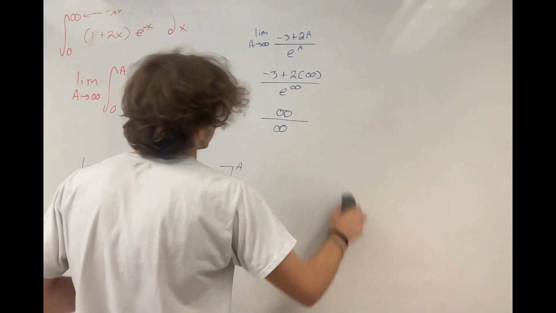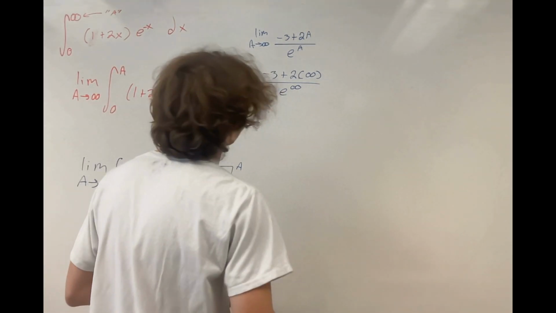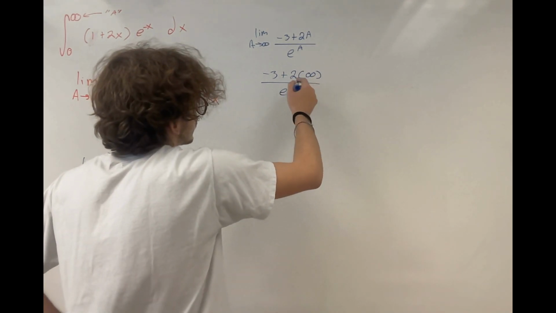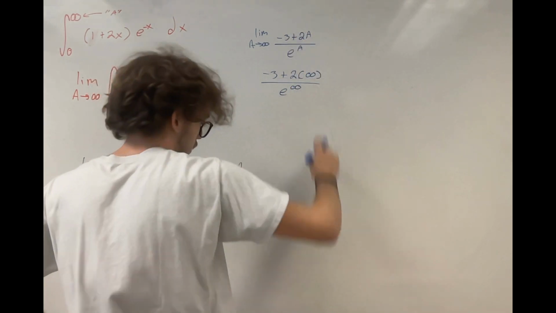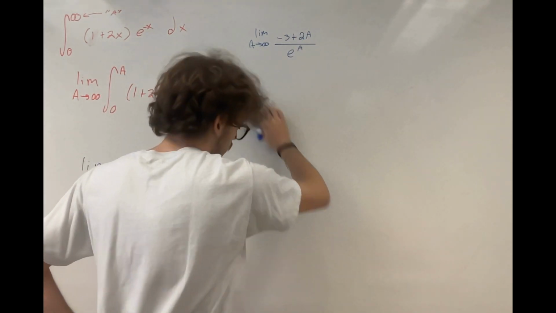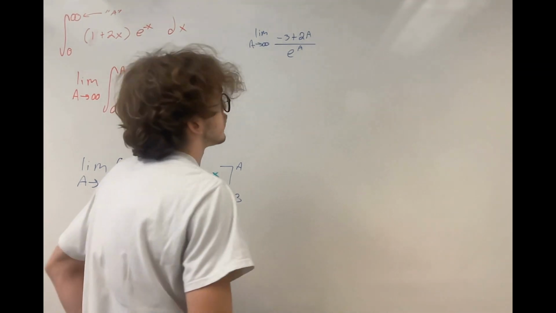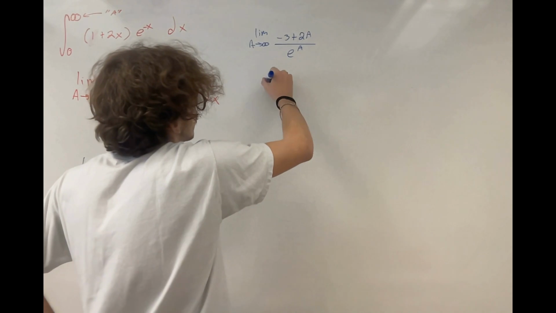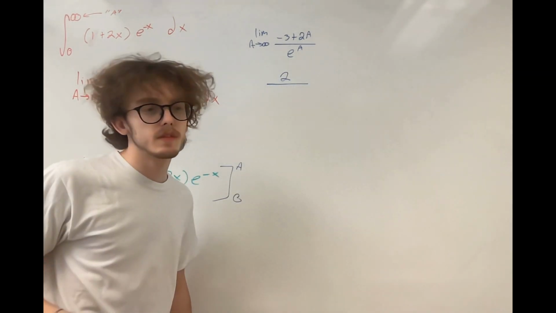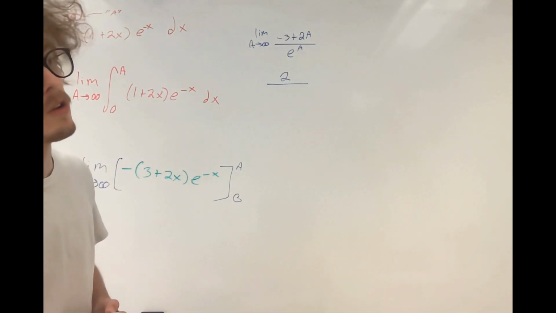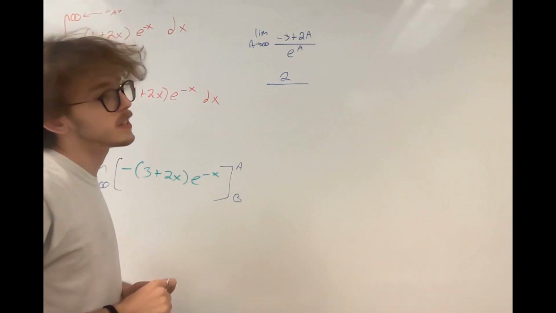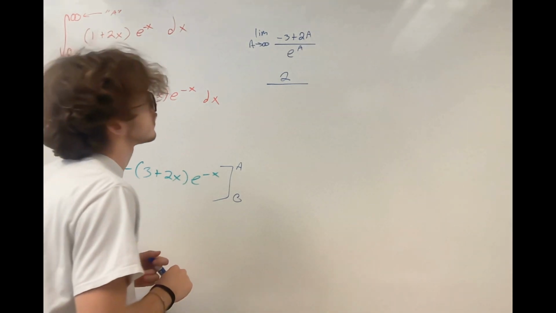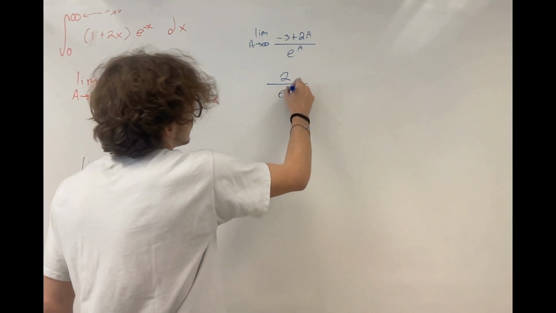So L'Hopital's rule says, okay, well, we have this here. We need to take the derivative. So we're going to take the derivative of the top here. So I'll go ahead and erase our normal evaluation to describe what the limit is. So the derivative of the top is 2. Remember, L'Hopital's rule says if you have an indeterminate limit, infinity over infinity or 0 over 0, you can simply take the derivative of the top and the bottom, and that will give you what the limit is equal to at that point. And then the derivative of e to the a is just e to the a.